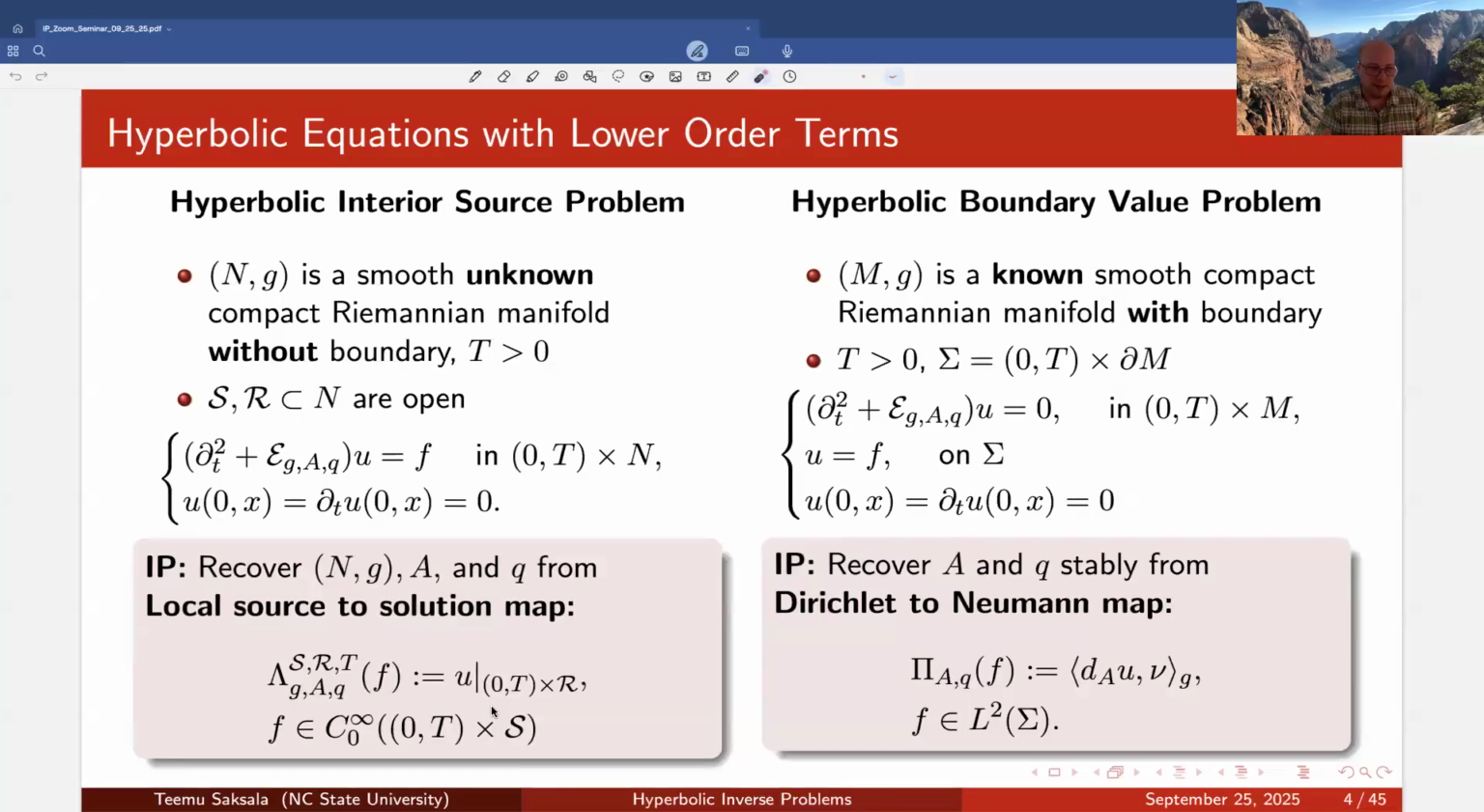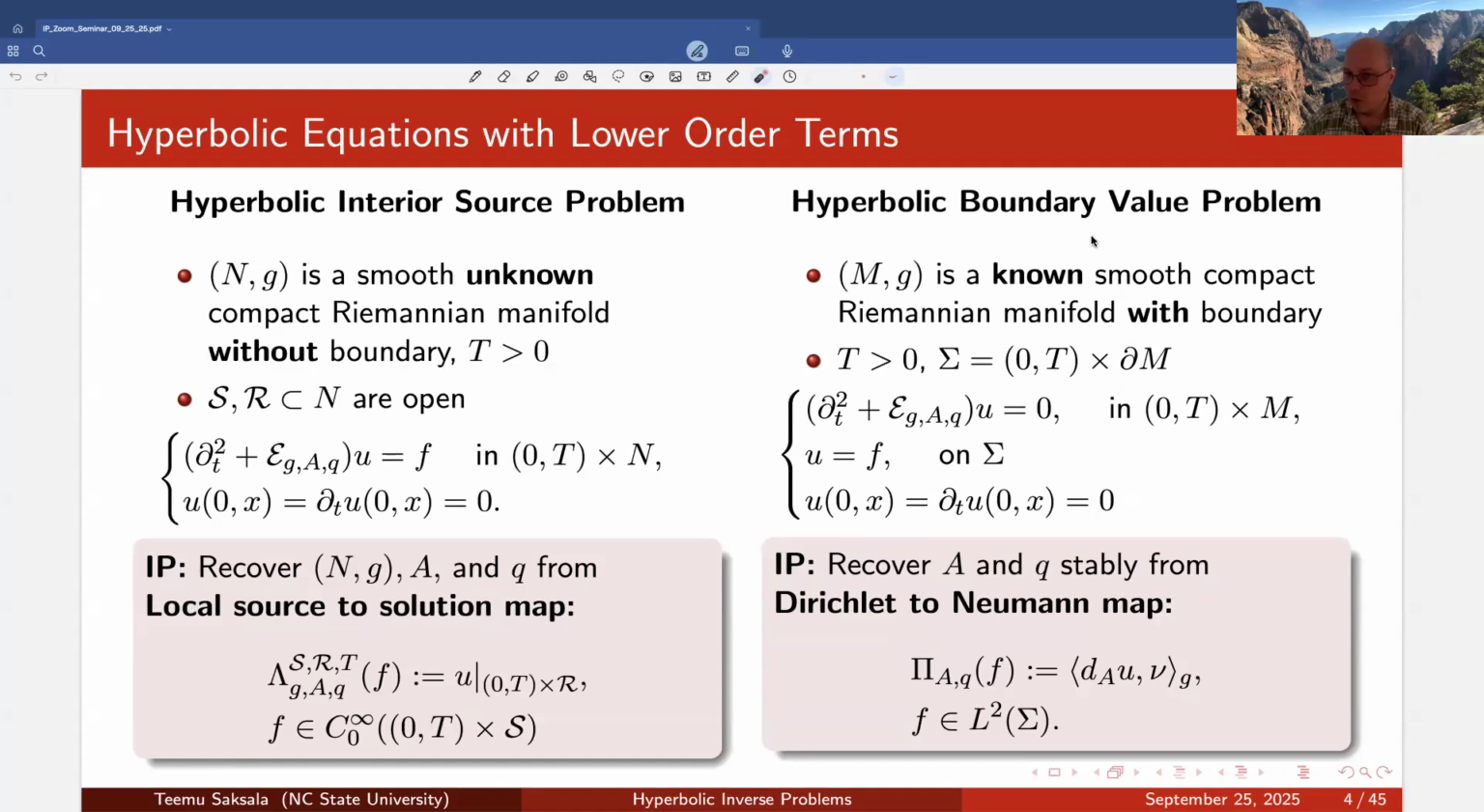So now a priori these sets S and R can be disjoint or have some common overlap, but both of the cases will be discussed today. So can we recover all my unknowns from this type of measurement, by sending lots of waves from one place and capturing them on some other place?